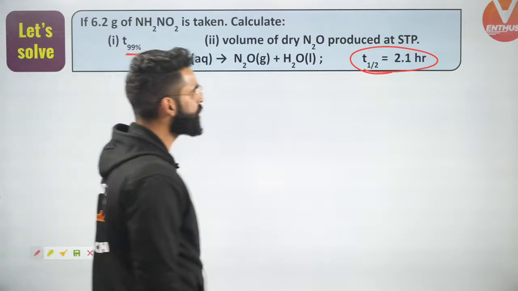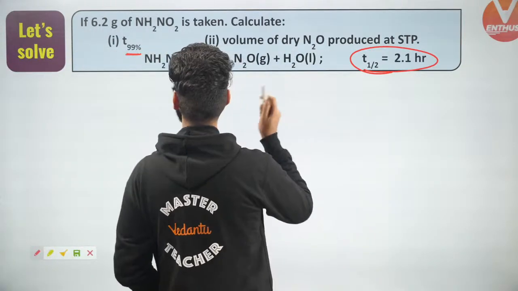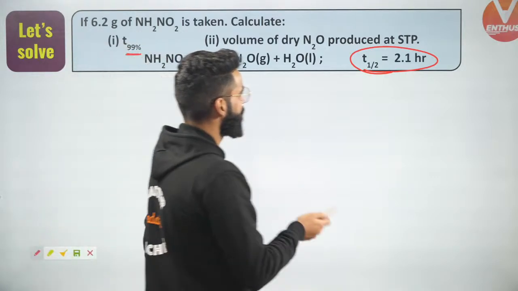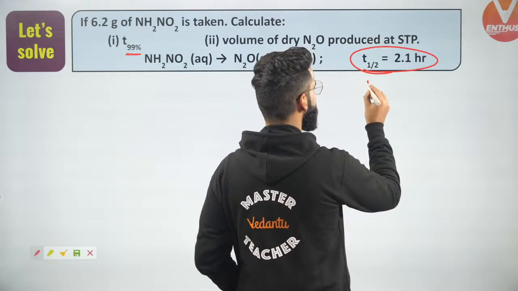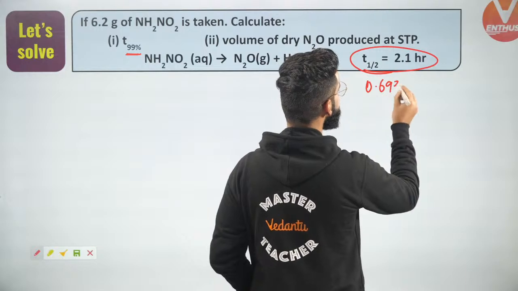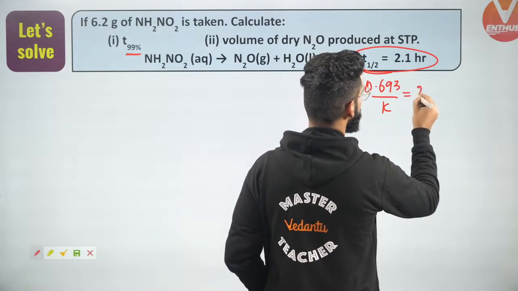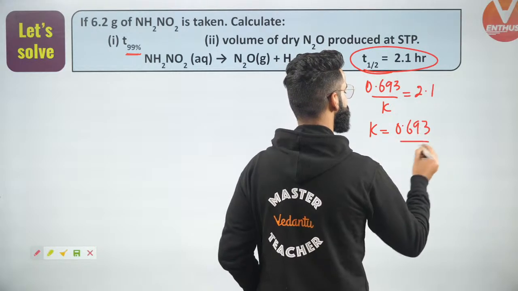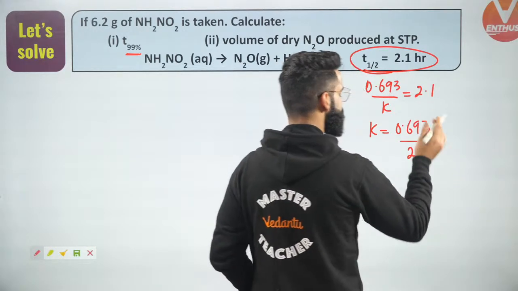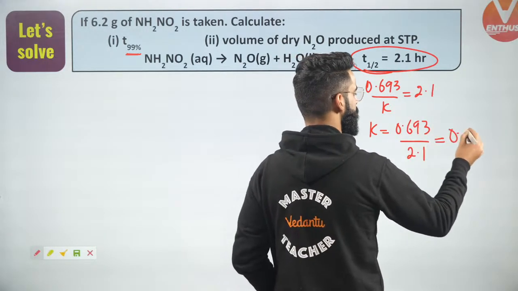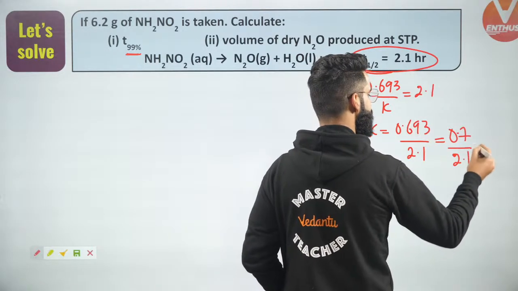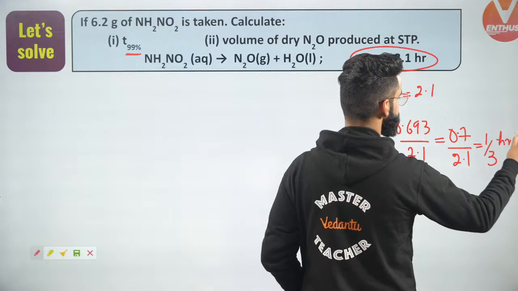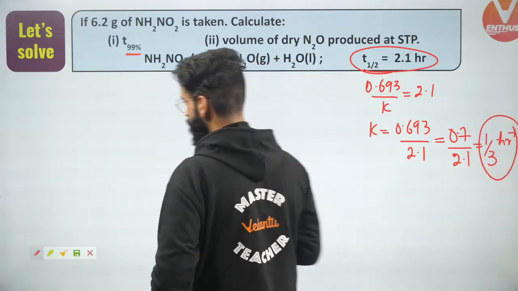If you are given the half-life of the reaction, can you calculate the rate constant of this reaction? Yes. I can write half-life is 0.693 divided by K, and it's equal to 2.1 hours. So K is equal to 0.693 divided by 2.1. For the simplicity of the calculations, just take this value as 0.7. 0.7 divided by 2.1 is 1 by 3. So I got the K value as 1 by 3 per hour. I got the rate constant for the reaction.